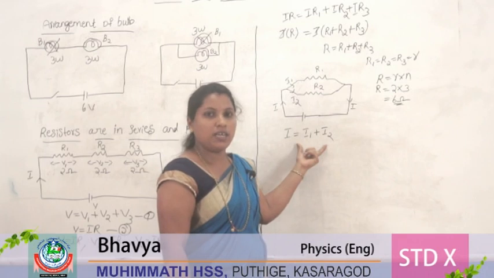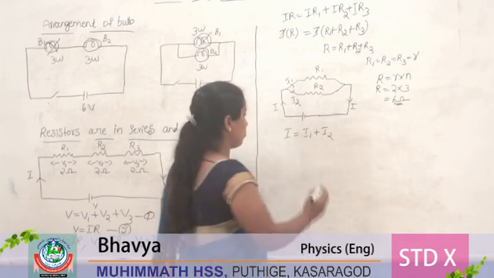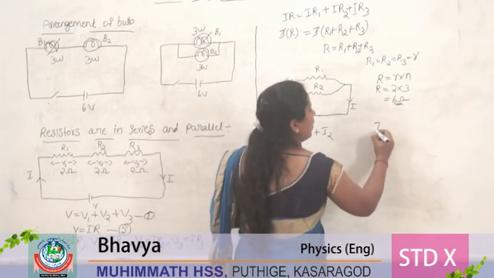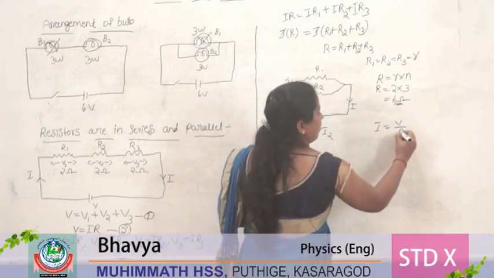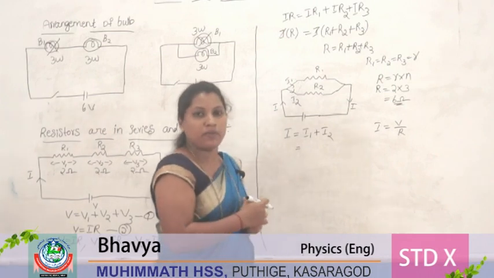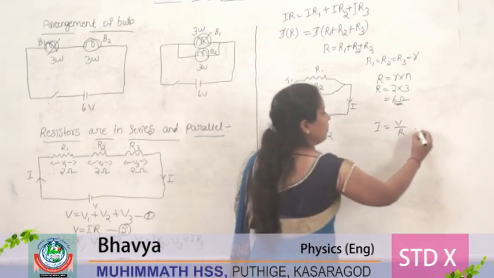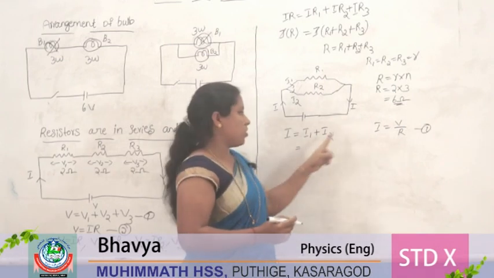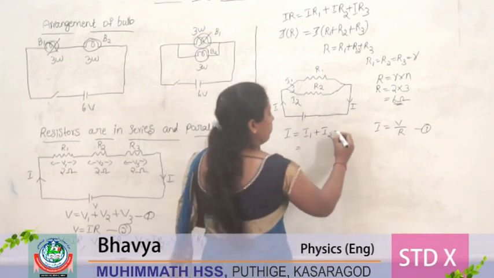Here also you should apply Ohm's equation. You all studied it in 9th standard, no? So you should apply Ohm's equation: I means V divided by R. That you studied. This is equation 1. You should substitute this in equation 2.